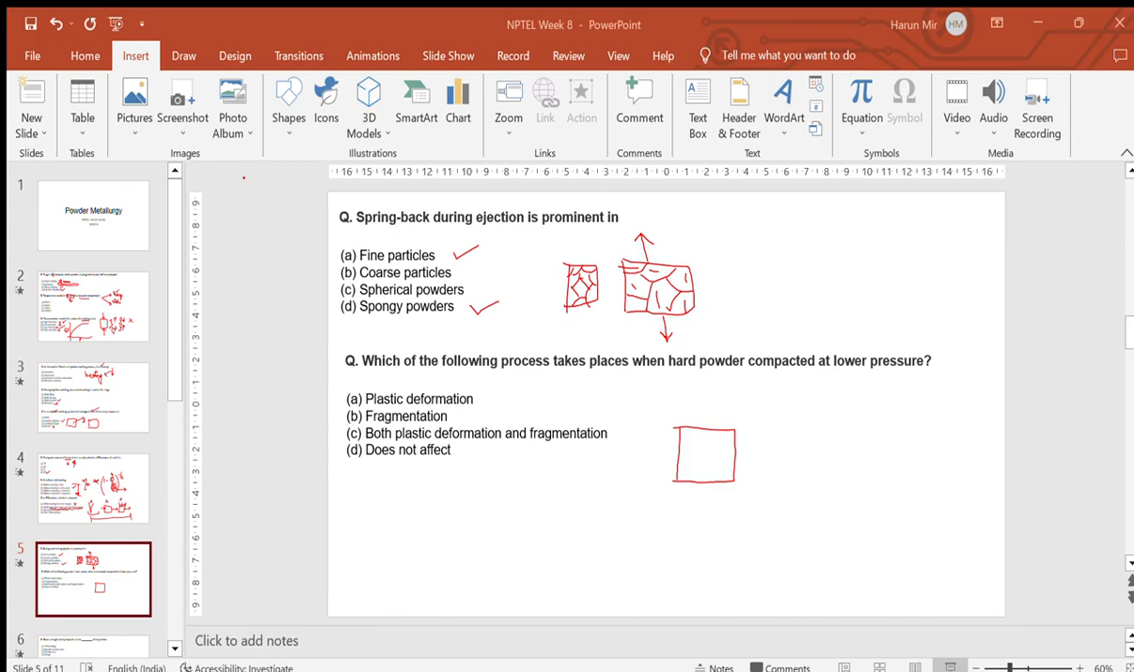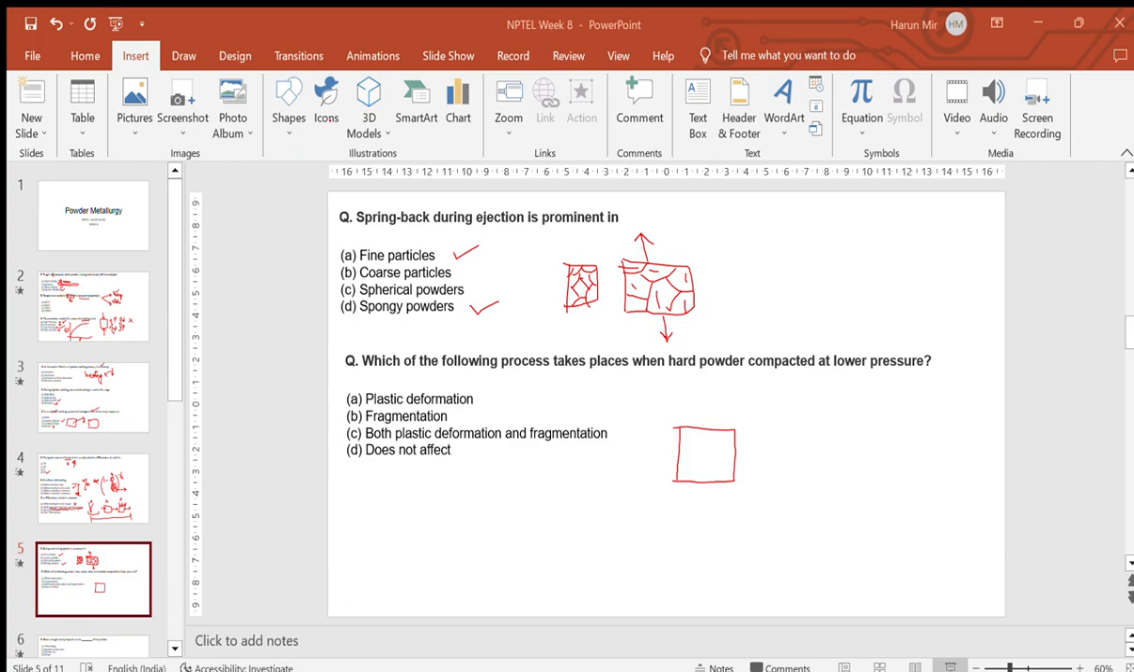Actually, as you can see, all of the options could be right. The morphology of the particle affects your green strength, because you might have seen that there is a difference. If you have a spongy morphology of a particle, the compaction will be different, or if you have a completely dense material, the compaction will be different. So the morphology will affect the densification and the green strength.